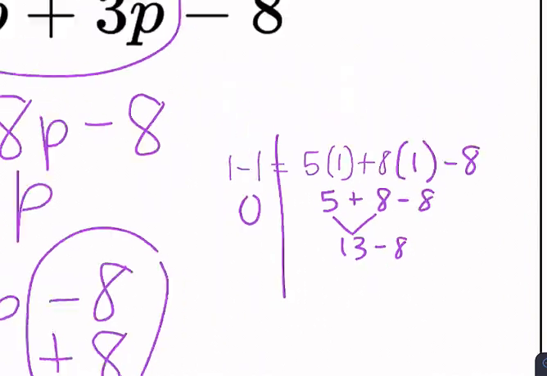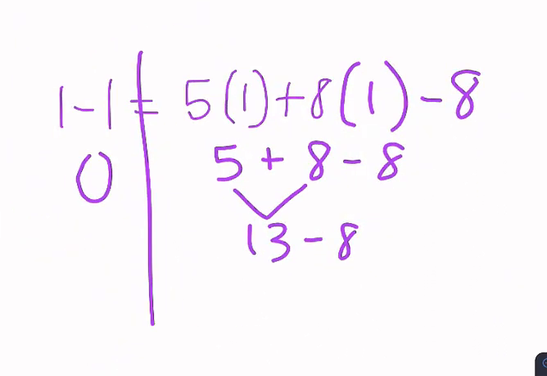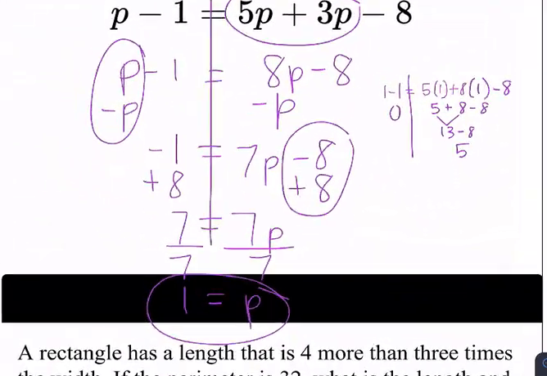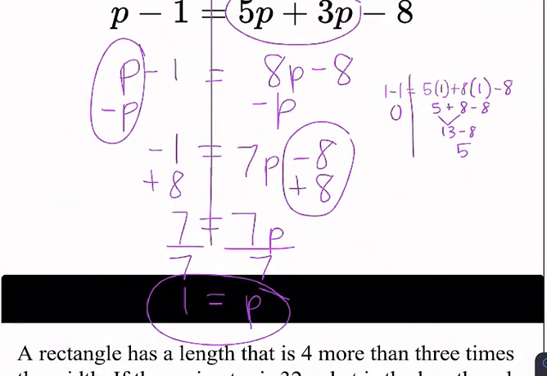13 minus, did I do this correctly? Yes. 13 minus 8 is 5. So this one is not checking out for some reason. We are not getting both sides equal. So that one is a red flag for us. We can look at that and say, this one is not making sense.